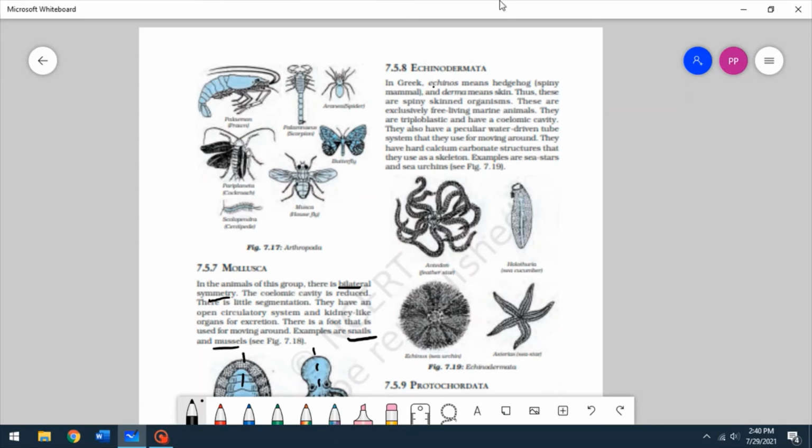They are exclusively free living marine animals. They're not parasitic. Alright, they're triploblastic, that means they have 3 levels of cells, and they have a coelomic cavity. They have a true coelom. They also have a peculiar water-driven tube system that they use for moving around.